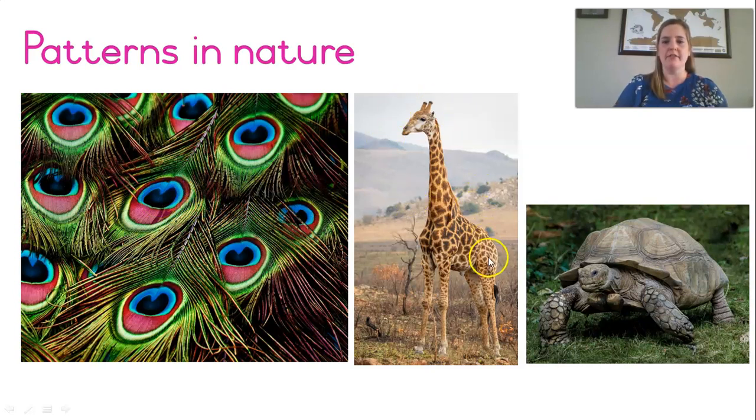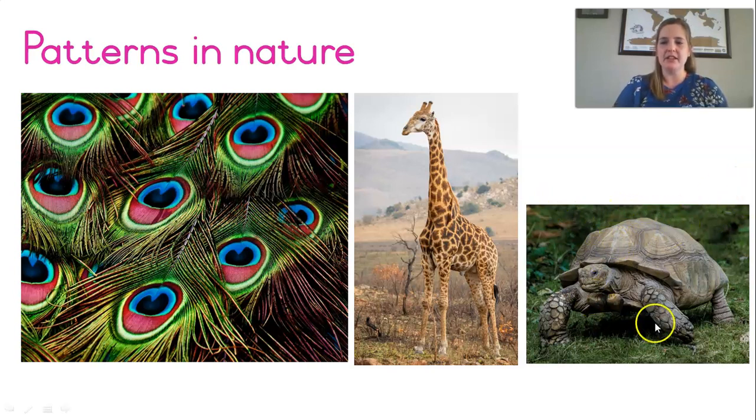Here's a giraffe. Can you see the beautiful patterns on the giraffe? Nature patterns are often irregular, which means that it's not like the giraffe has an exact square or an exact rectangle. They're a little bit irregular. They're not all the same, but we can still call it a pattern.